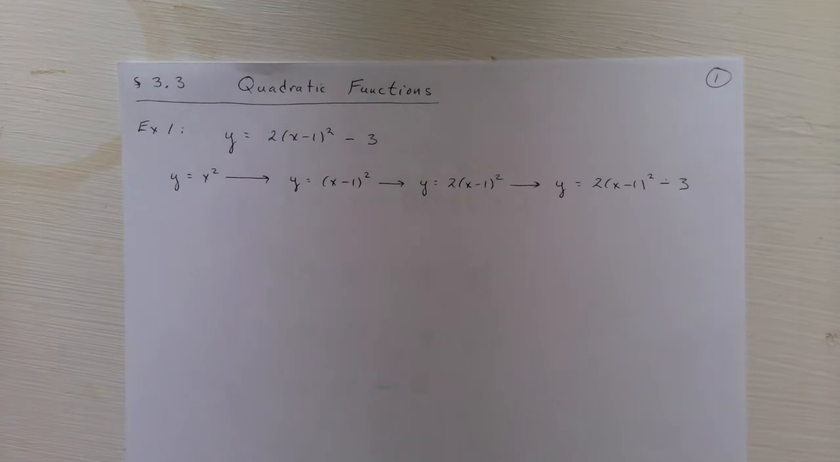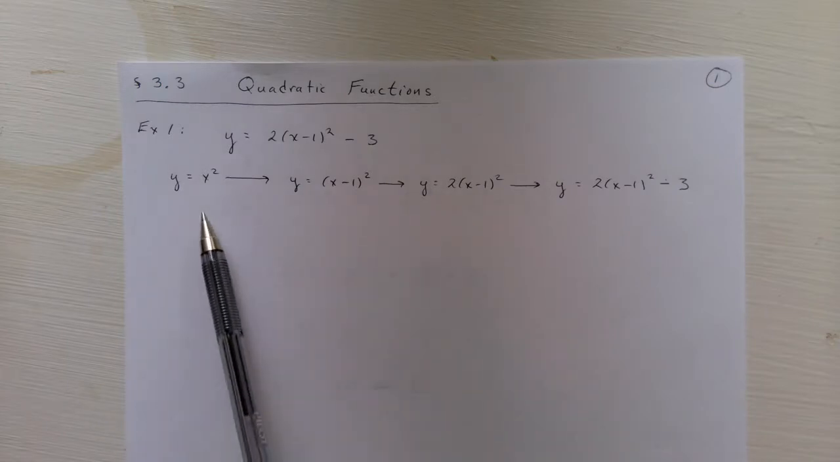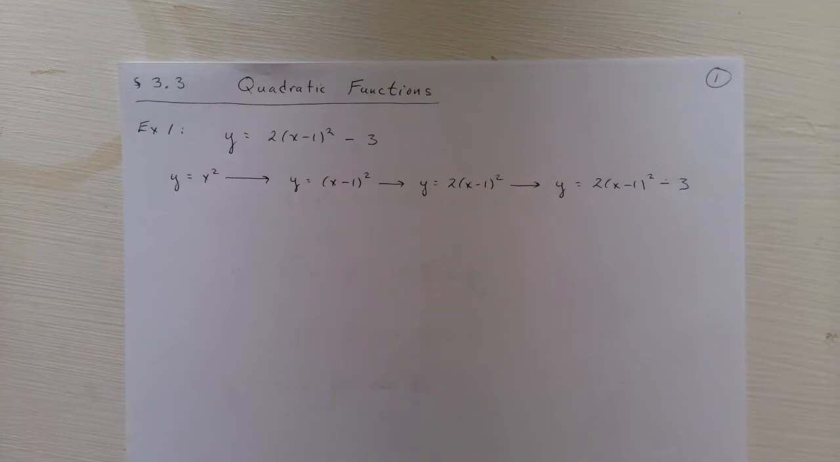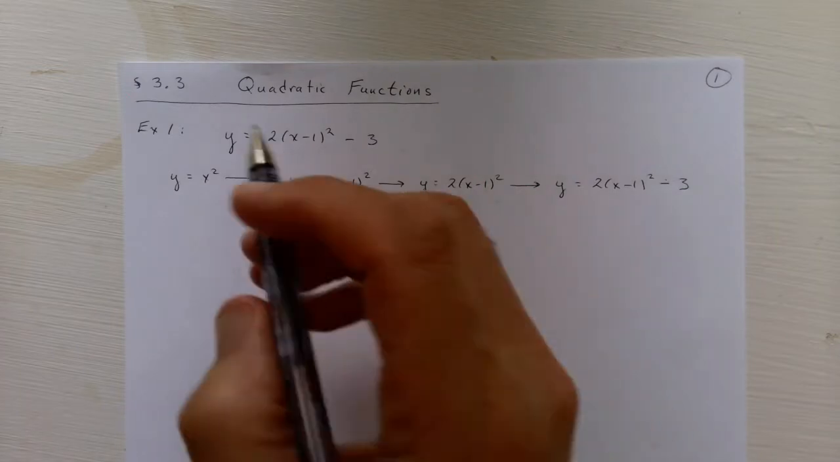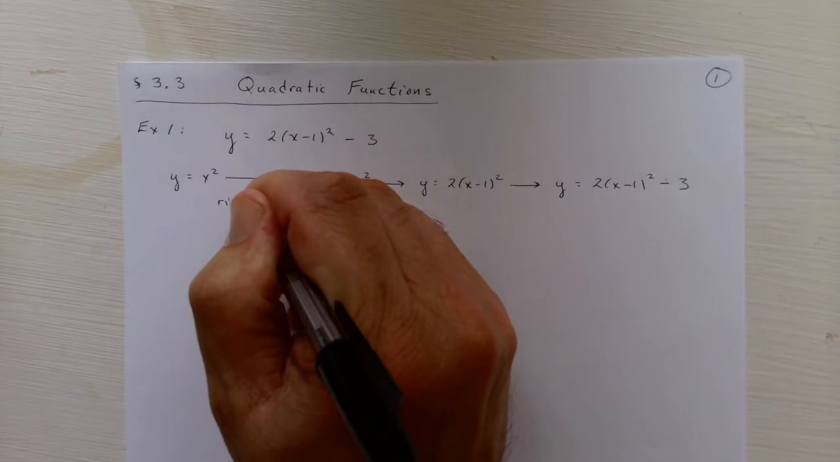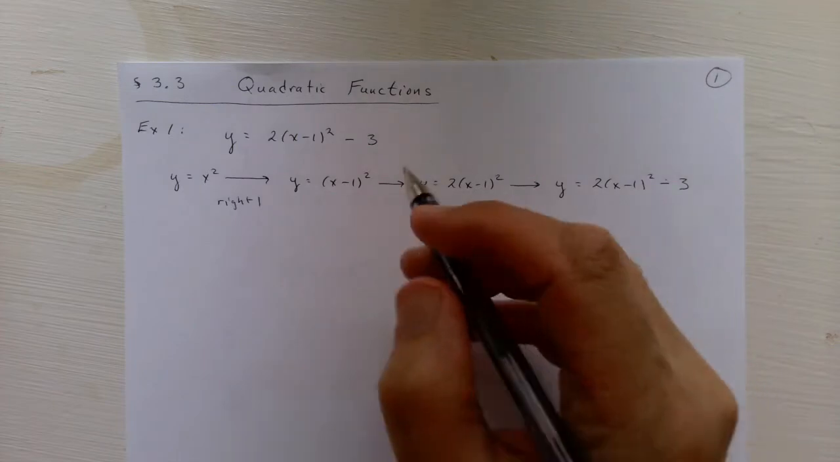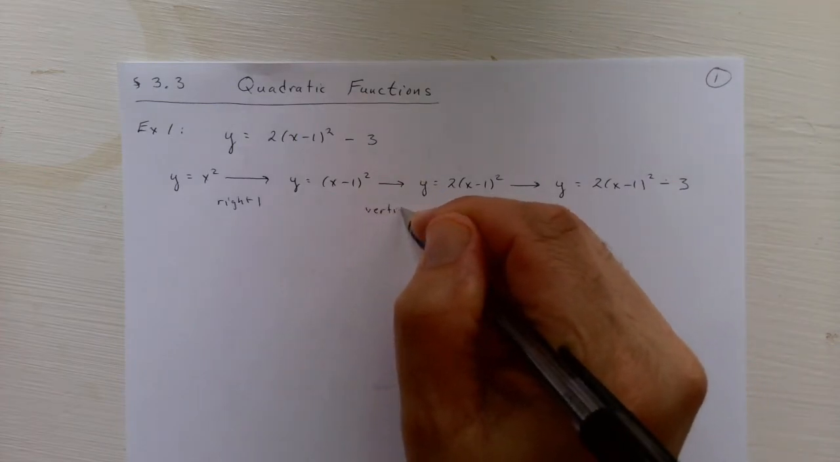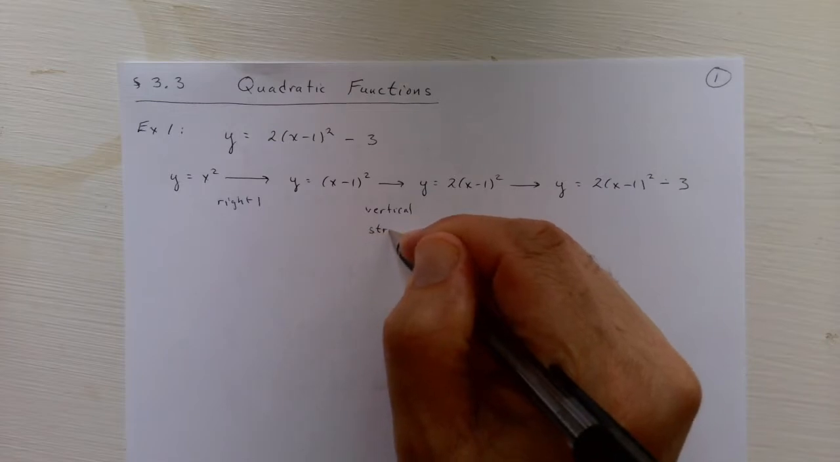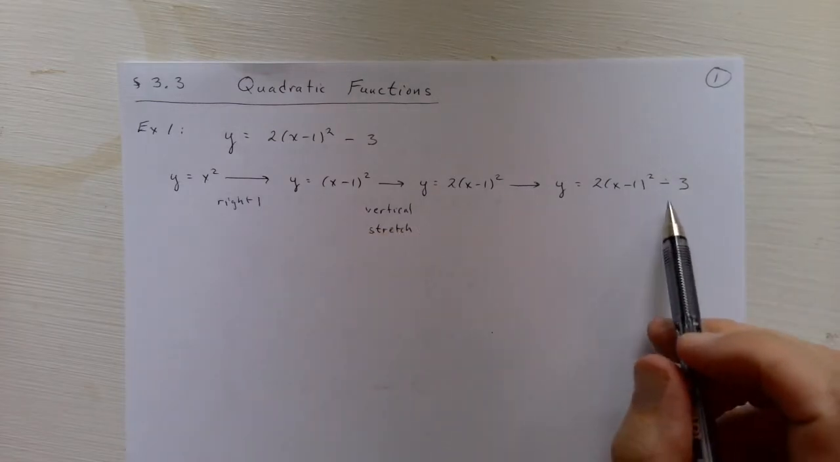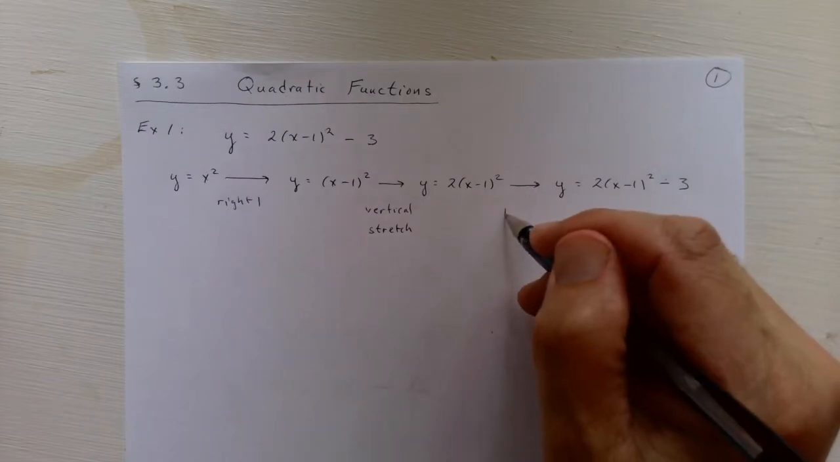If we look at an equation like the one we have here, we can obtain it from the basic function y equals x squared. You can see, if we have y equals x squared, we can replace x with x minus 1. That's going to be a shift to the right, 1 unit. And then if we multiply this whole expression by 2, that's going to be a vertical stretch. And then finally, if we subtract 3 from the whole thing, that's going to be a shift down 3 units.